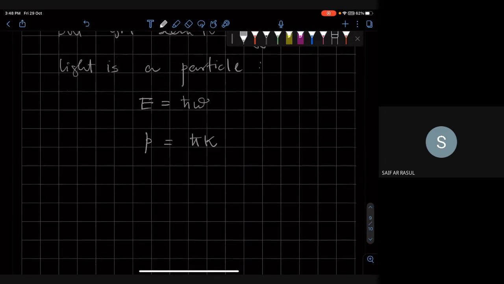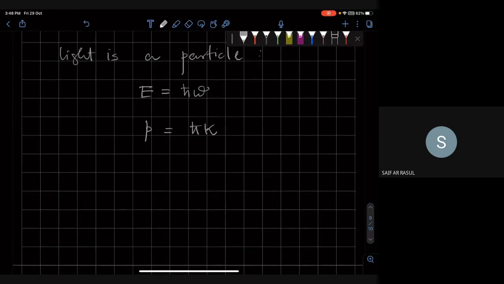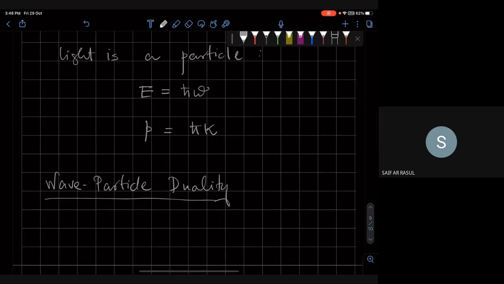So, what do we do? How do we choose this? So this motivates the idea of wave-particle duality, okay? It's a bit of a philosophical idea. So what is the idea behind wave-particle duality?